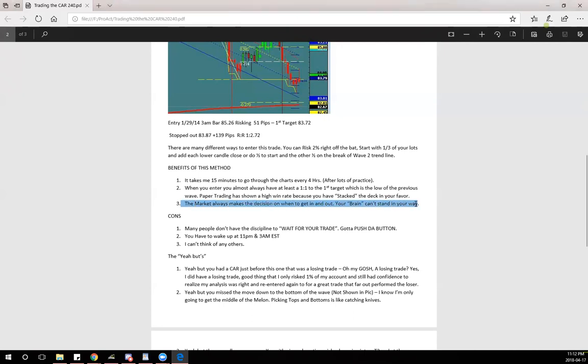Look at this here. Most important point, I think. Because it's mechanical and there's specific criterias, there is no place for subjectivity. So if he's disciplined and he follows his business plan, the market always makes the decision on when to get in and get out. Your brain can't stand in the way. So you, little trader, you can't mess it up. Your brain and your indecision and your uncertainty and your lack of confidence or overconfidence can't mess it up if you follow the criterias.